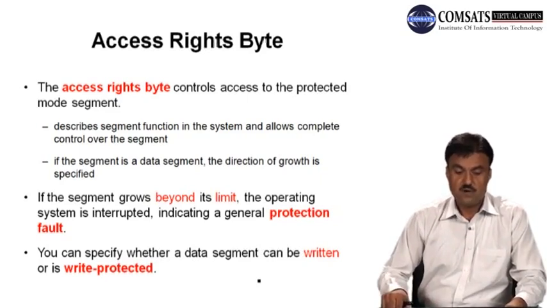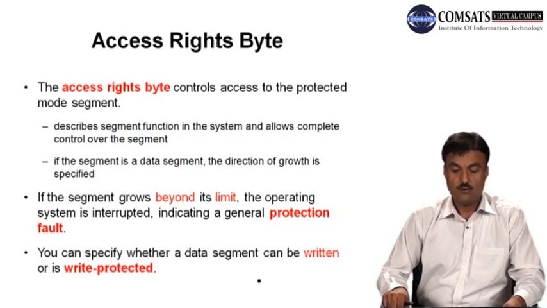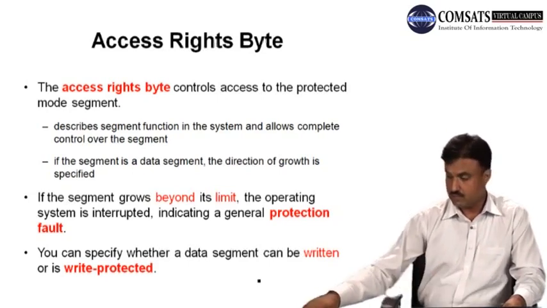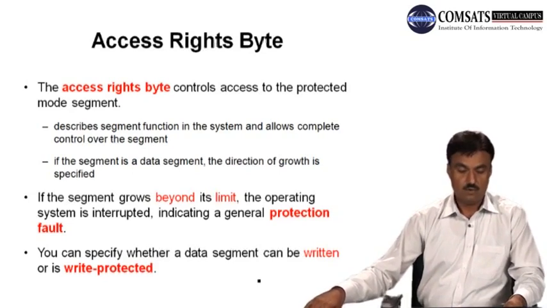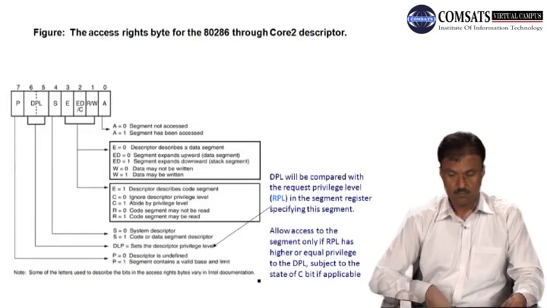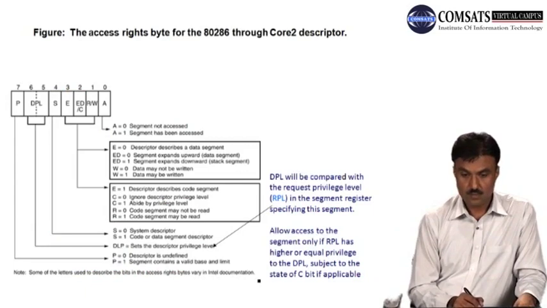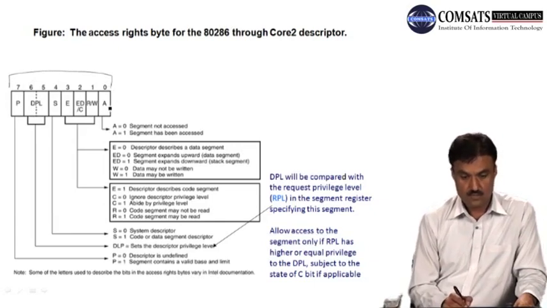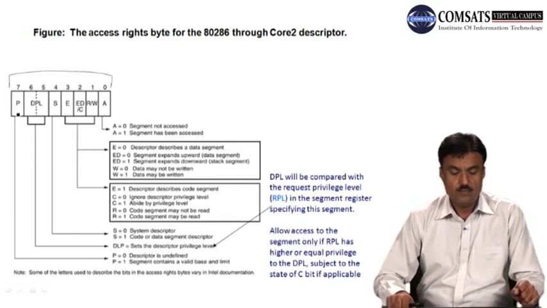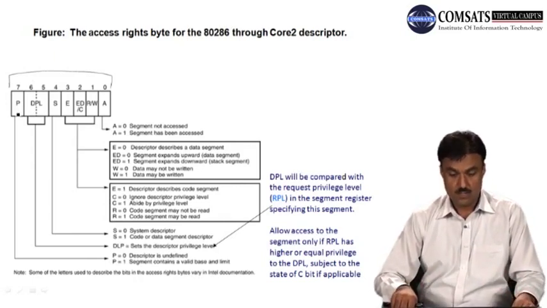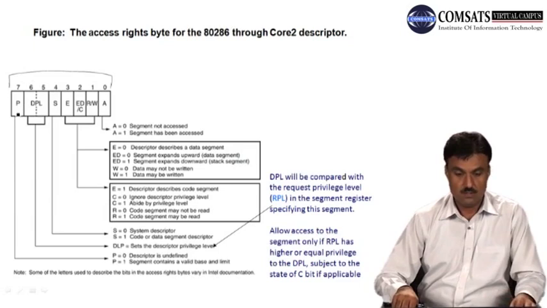So you can also specify whether a data segment can be written or is write protected. So these are the access rights bytes. We will see what the access rights bytes are and what information is in that byte. So here is the 1 byte. This is called the access rights byte. It is divided into different fields: A, R/W, E, D, C, R, S, DPL, and P. These names or these letters may differ in some Intel documentation, but their function is almost similar.